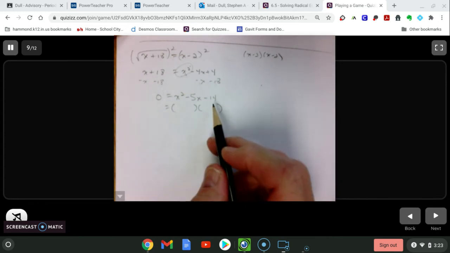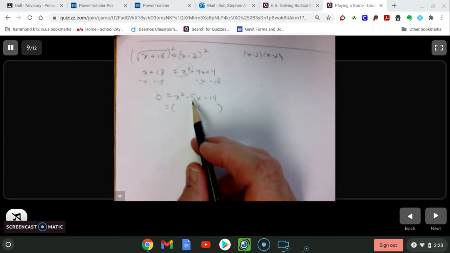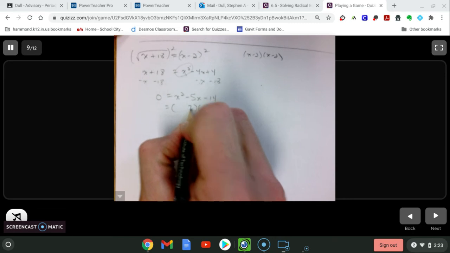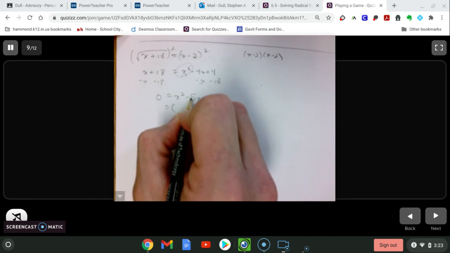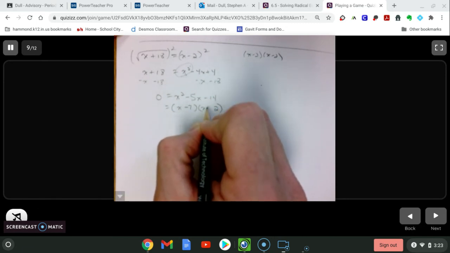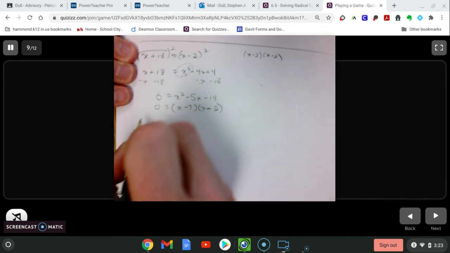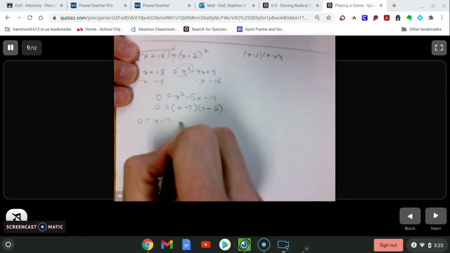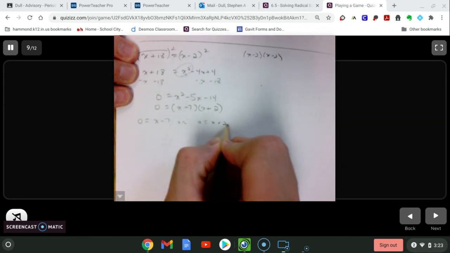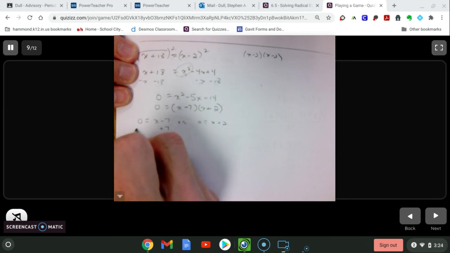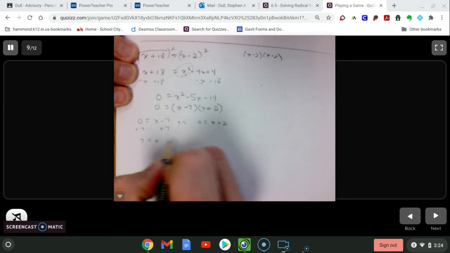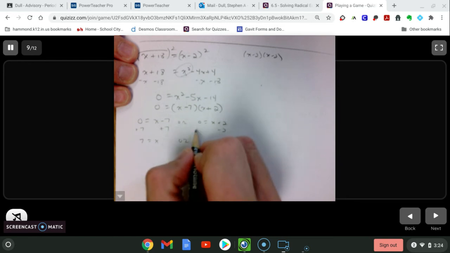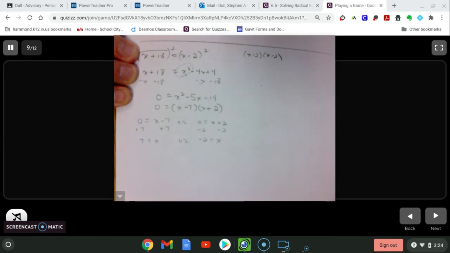All right, can I factor this side? Two factors of 14 that have a difference of 5. That's 7 and 2. This is negative, so the bigger number gets the negative. Okay, zero product property. Let's solve. All right, so we get x equals 7 or x equals negative 2, and you're feeling pretty good now, right?